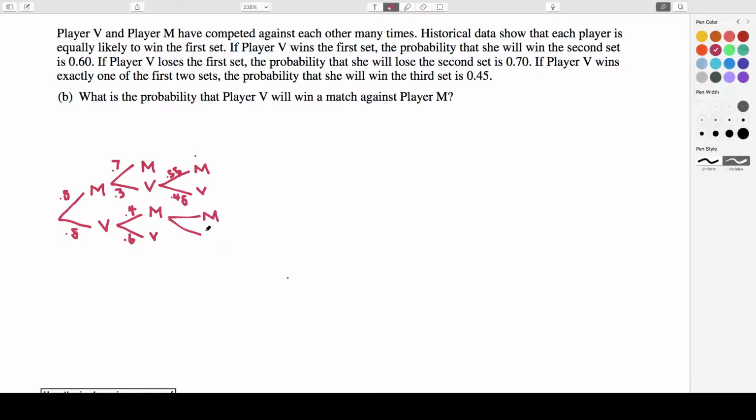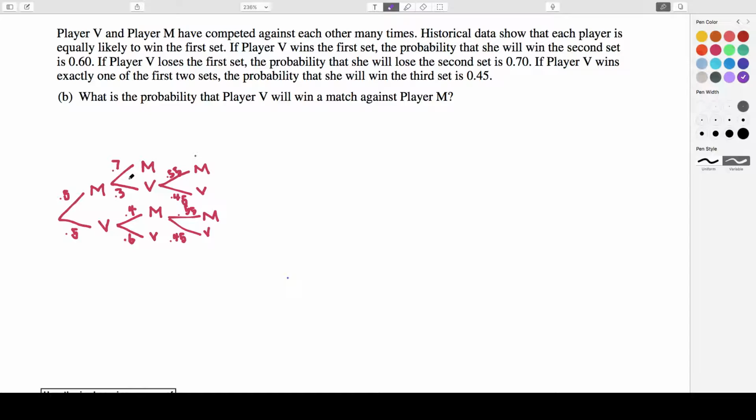So the question is, wait for it. What is the probability that player V will win a match against player M, meaning they win the entire best 2 out of 3? There were how many situations where this happened from part A? 3. So, well, the probability they win, let's find them on our chart here.